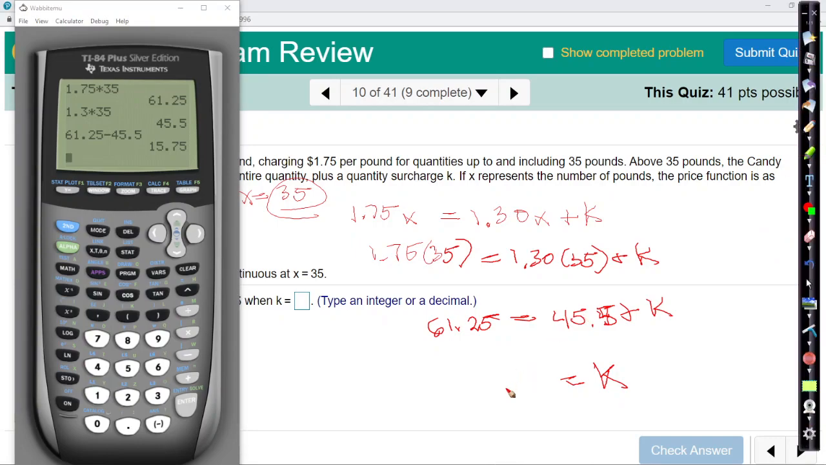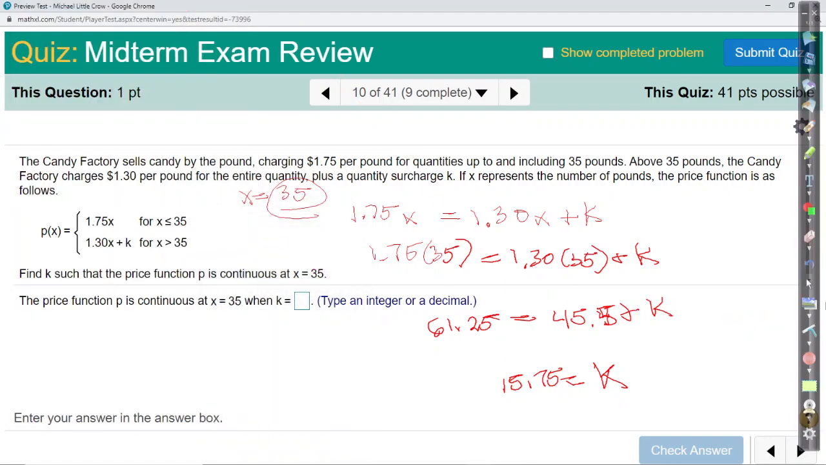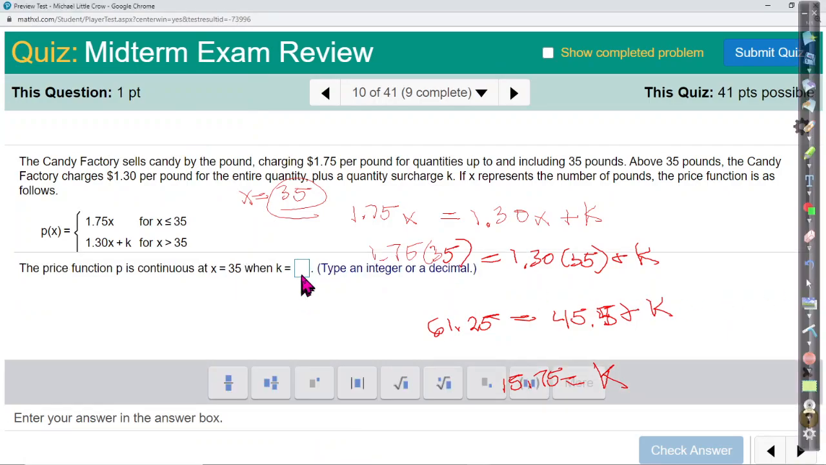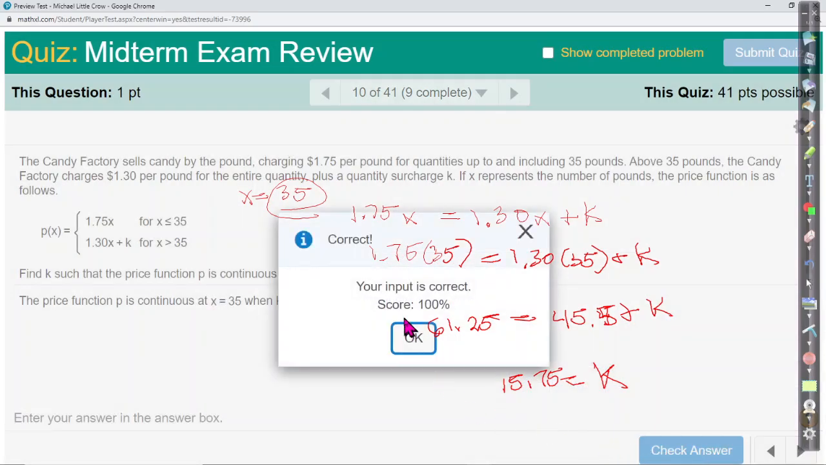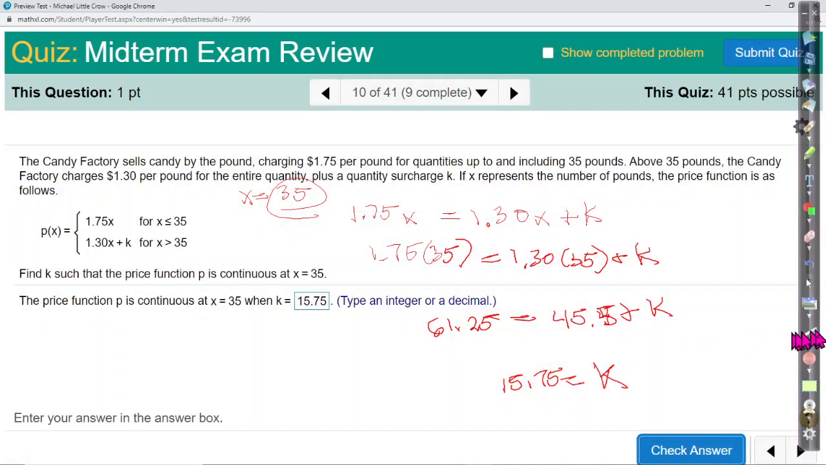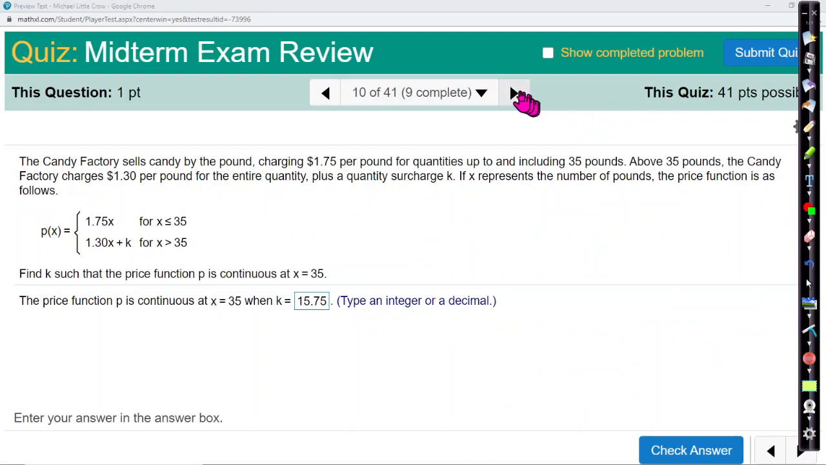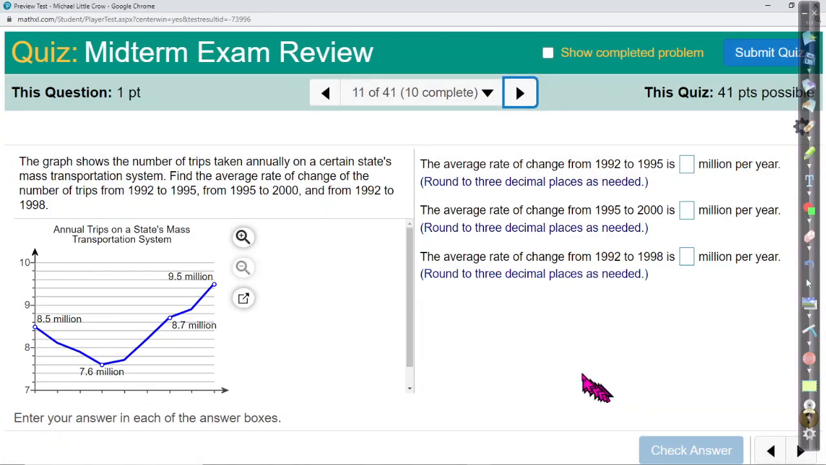So we got to make k 15.75. Put that down. And so k needs to be 15.75. And just so you know, with these limit things, it has to be at that place where they're equal. Okay, a quarter of the way there.